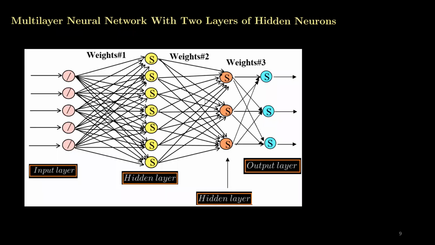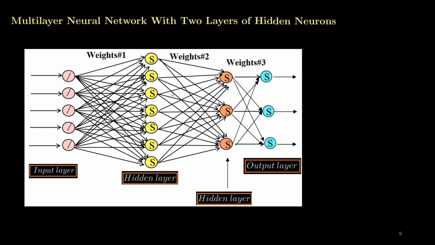This is another example of a multi-layer neural network with two layers of hidden neurons. Now we can see that here we have two hidden layers. This is our first hidden layer, this is our second hidden layer, this is our input layer, and this is our output layer. Here we have 5 neurons in our input layer. This is our first hidden layer with 7 perceptrons, and we have 3 perceptrons in our second hidden layer. Similarly, in our output layer, we also have 3 neurons.